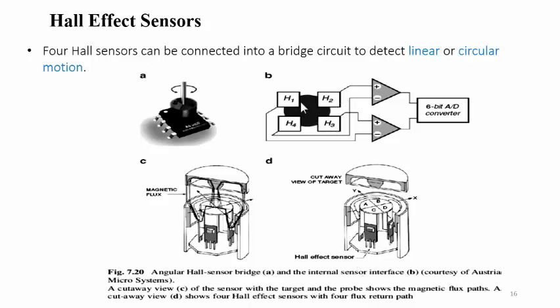Figure A shows the angular Hall sensor in bridge configuration. The shaft is responsible for rotating the magnet with respect to the south and north pole, and the internal sensor interface is shown in figure B, that is H1, H2, H3, H4. Depending on the magnetic field, that is south and north poles, available on H1, H2, H3 and H4, the op-amp based circuitry is responsible for giving the output voltage to the 6-bit A to D converter.